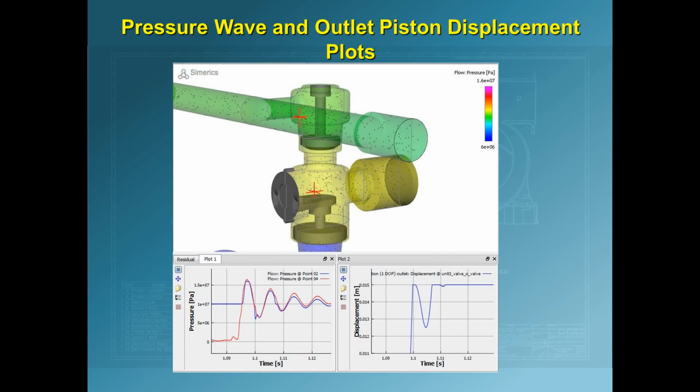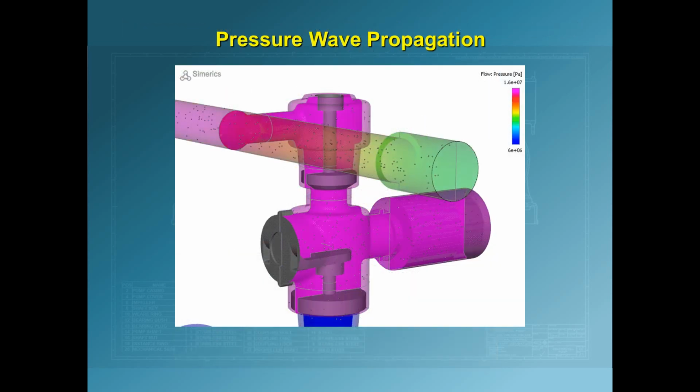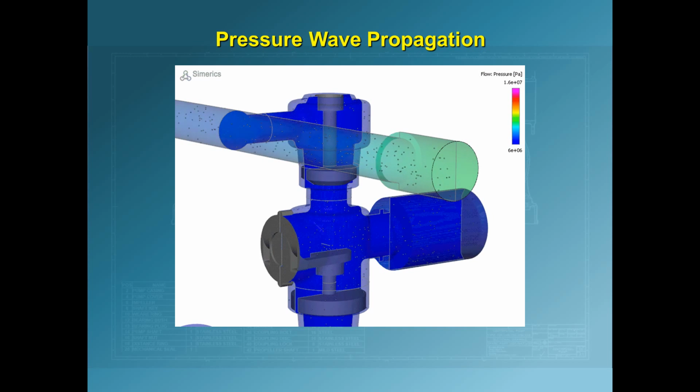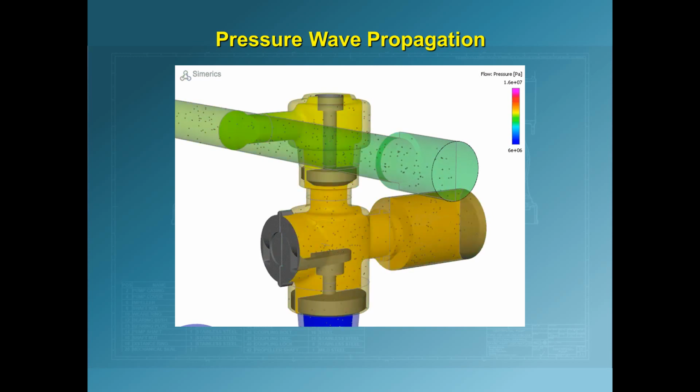PumpLinx can output plots of pressure fluctuations anywhere in the system, as well as the displacement of the valves. The lower left shows pressure traces at 2 points in the flow field located at the red crosses above. The lower right shows a plot of displacement of the outlet valve over a small time interval. The next slide is a slow motion animation of the pressure wave traveling through the device as the valves open and close.